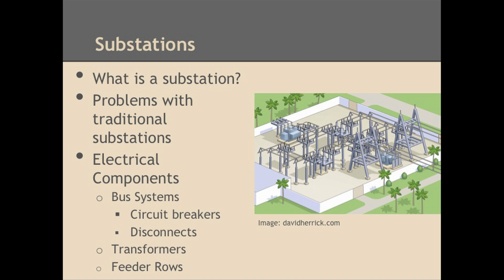Substations have three basic components. First, the bus systems, which regulate the flow of electricity through the use of circuit breakers and disconnects. Second, transformers, which step down the voltage levels. And finally, the feeder rows, which contain the separated voltage levels to be distributed to the final destinations.